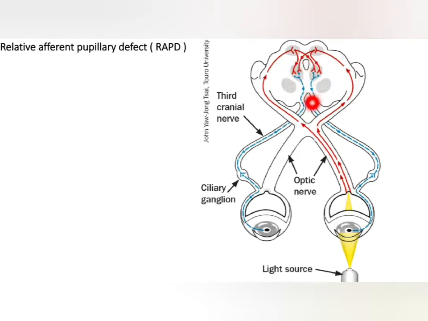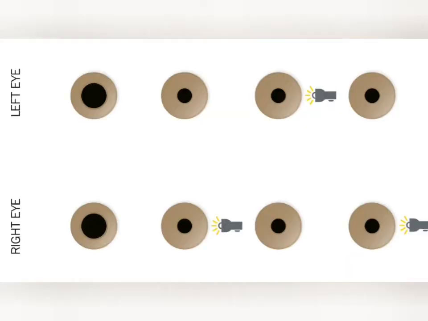The response that we get in the other eye due to the efferent pathway is called the consensual response. So this is the direct response and this is the consensual response. If we shine the light on the right eye, the pupil constricts, that is the direct response, and the other eye, due to the efferent pathway, also constricts. So this is the consensual response.